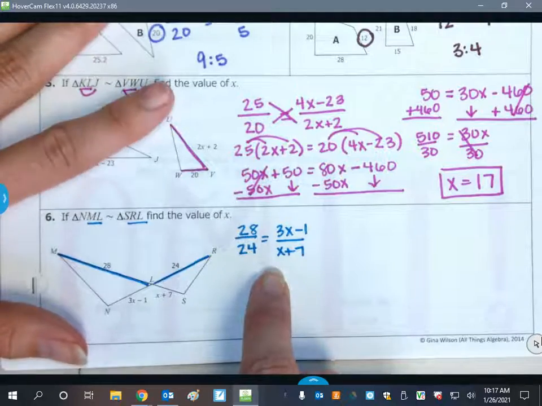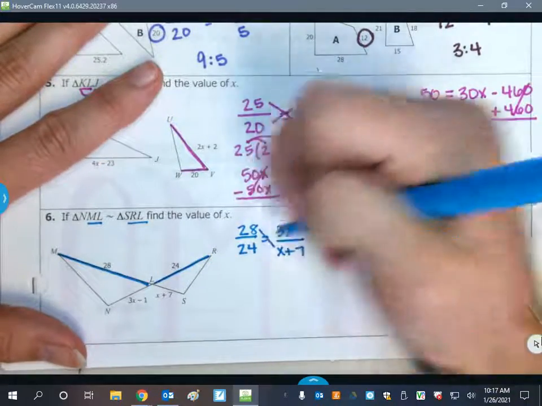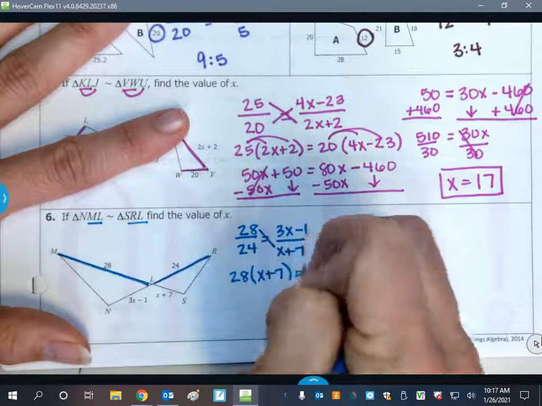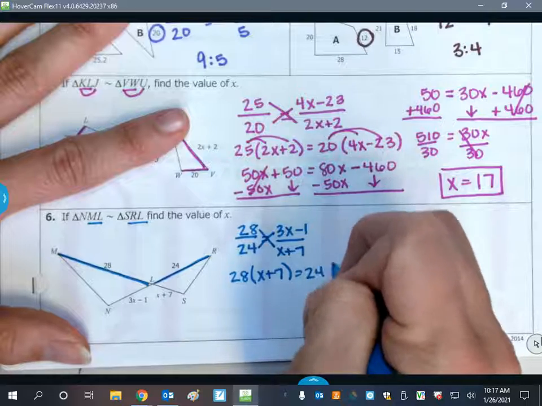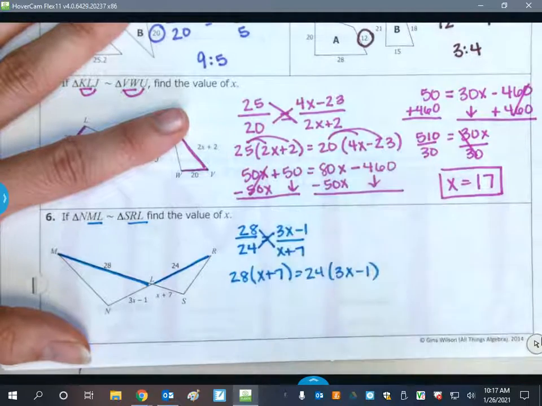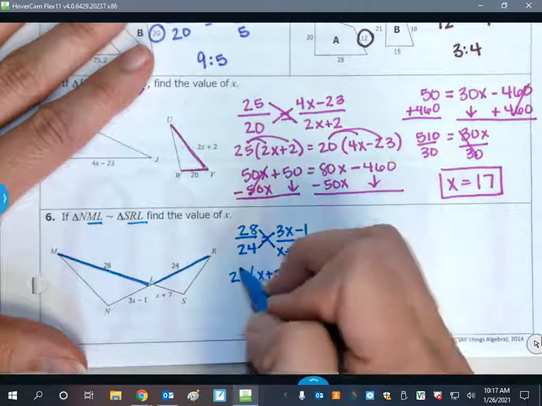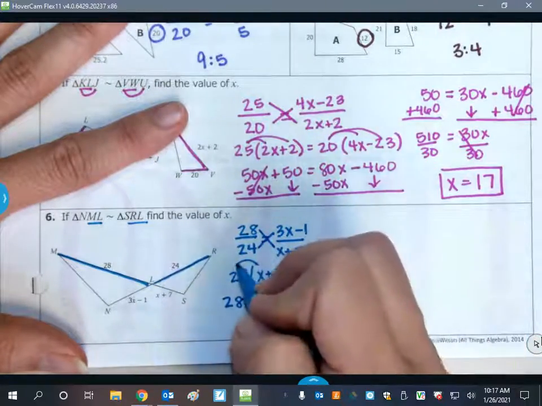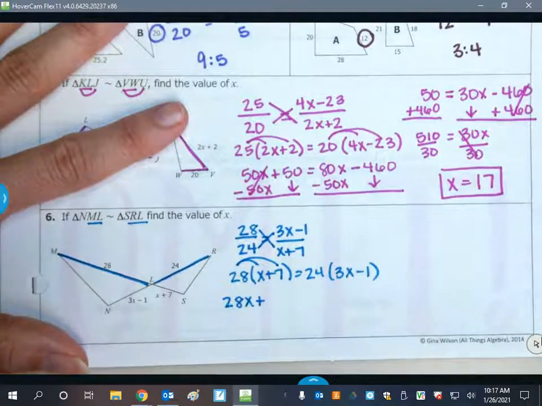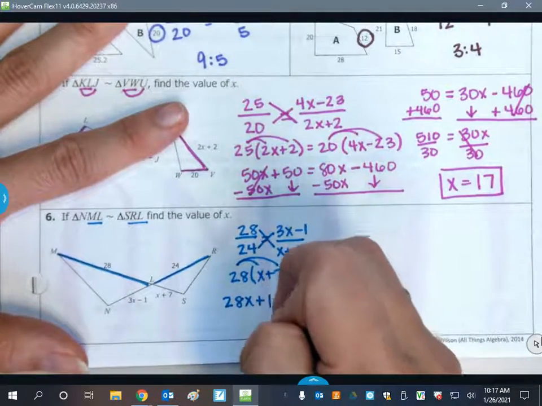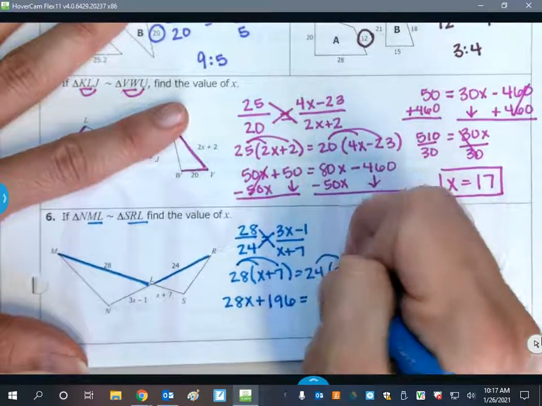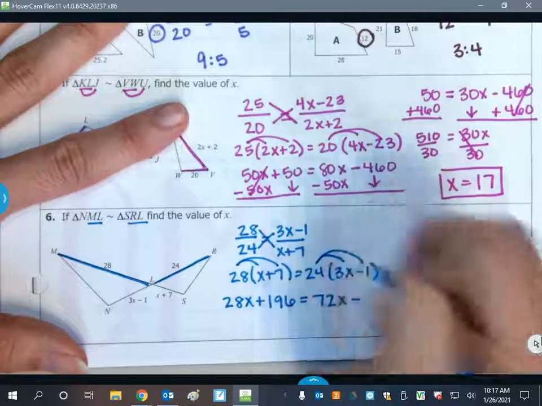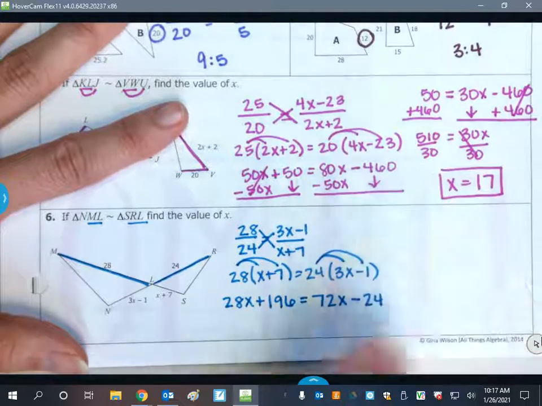So when I solve that for x, I multiply 28 times x plus 7 equals 24 times 3x minus 1. I distribute. 28 times x is 28x plus 28 times 7, 196, equals 24 times 3 is 72x minus 24 times 1 is 24.